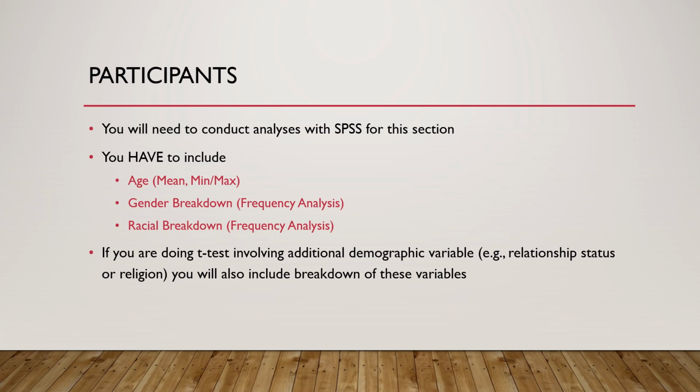If you are doing a t-test that involves a demographic variable as another important variable in your analysis, this is where you would include that as well. So if you were looking at relationship status or religion as a variable, you should put that in your participants section so we understand what groups you are looking at, what kind of relationship status is generally there in your sample. Again, I'm going to share all of the data with you in a future week so you can begin to break it down in SPSS.